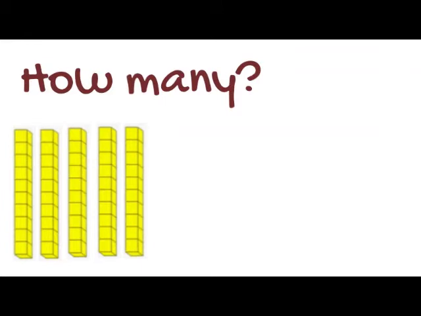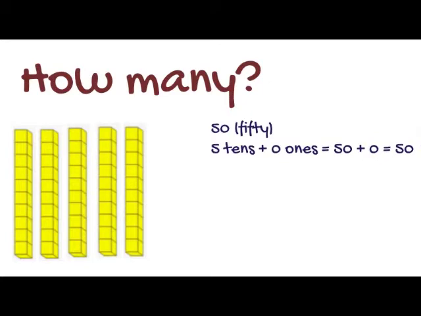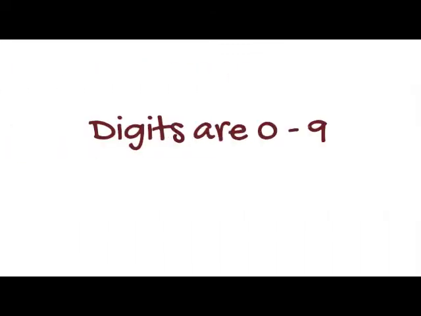What you can see is 5 blocks. So tell me how much is it? Yes, it is 50. FIFTY. 50 is the number name. And 5 tens plus 0 ones equals 50 plus 0 is equal to 50. 50 plus 0 is the expanded form.